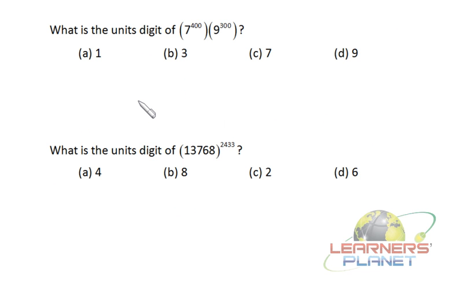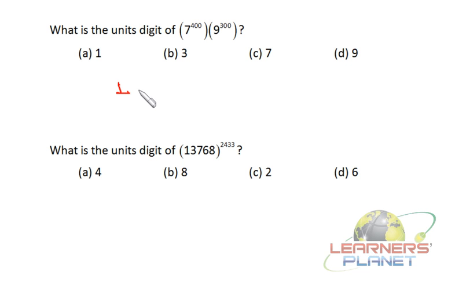Now let's see what's there in the next problems. What is the unit digit of 7 raised to 400 into 9 raised to 300? Now friends, we have discussed this concept in our theory session, but I would like to make a recap over here. 7 raised to 400: any odd number except 5, if it is raised to any fourth power or its multiple, then the unit digit produced will be 1 only. So for 7 raised to 400, the unit digit will be 1.